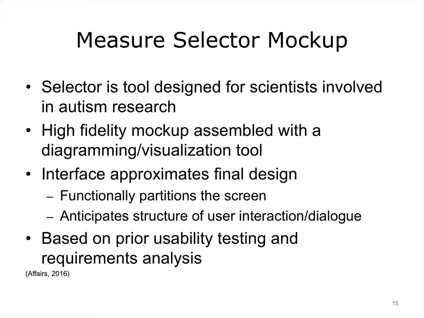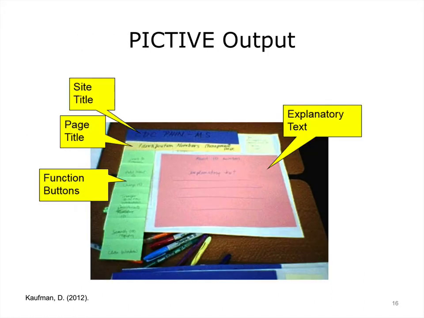PICTIVE, Plastic Interface for Collaborative Technology Initiatives through Video Exploration, is a participatory design technique for eliciting ideas. It is done with paper of different colors, scissors, pens, and post-it notes. It is a very useful low-cost approach for generating design concepts and trying to map various system functions on a display or set of displays.